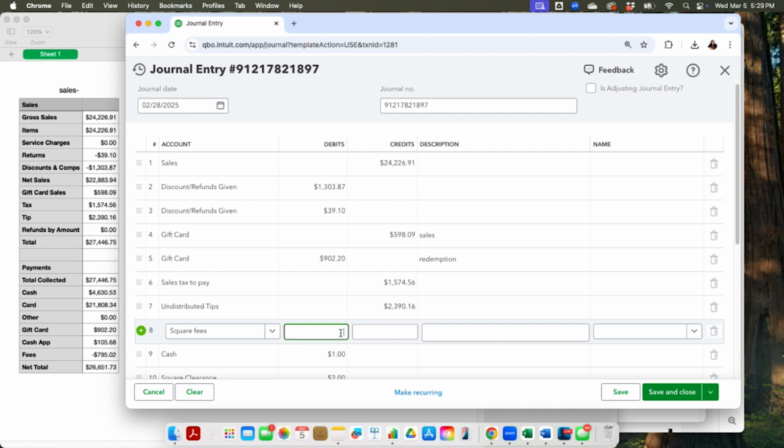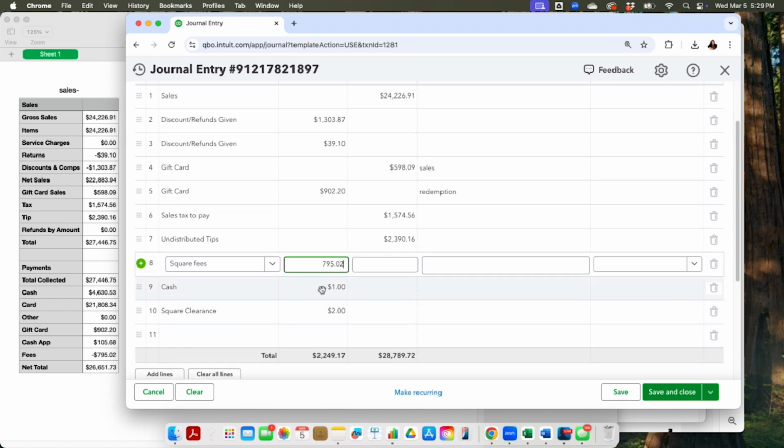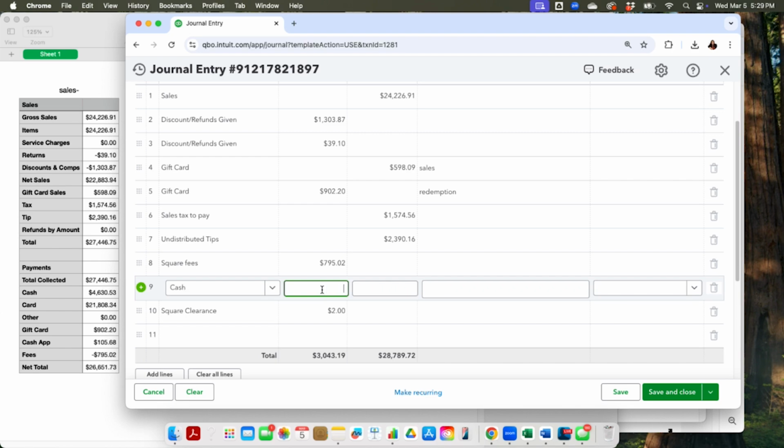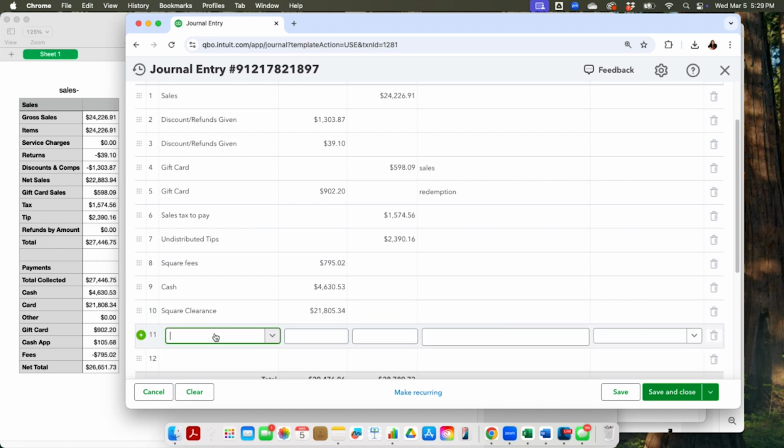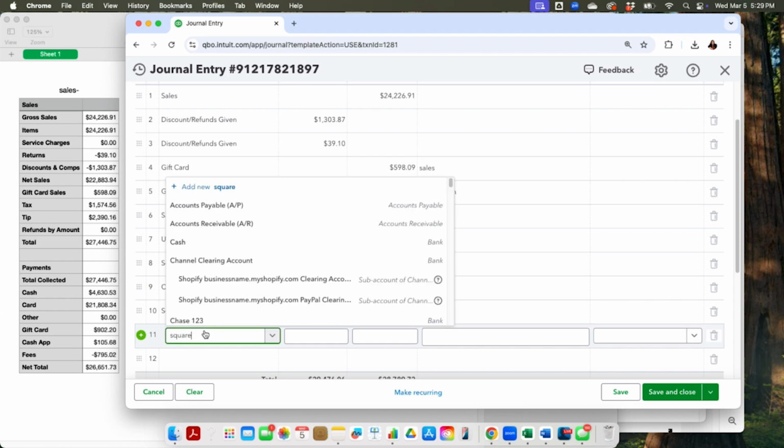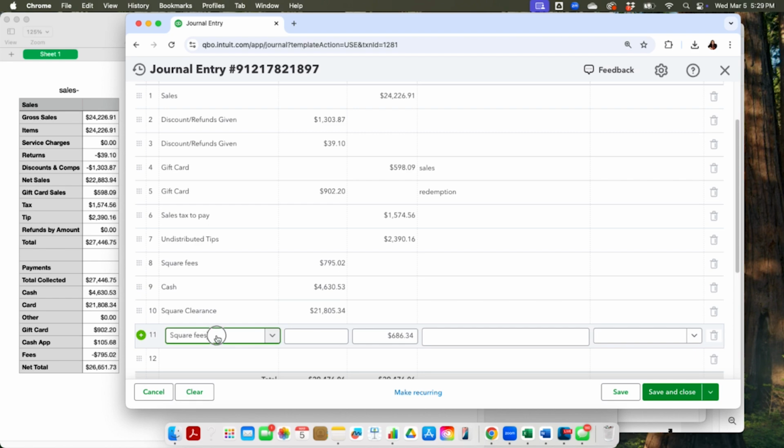Okay, so Square fees is going to be a debit because it's an expense account. And here it says $795 with 02. And here's going to tell me how this money is getting paid. So $4,630 with 53 is cash. And then I have $21,808 with 34 in credit card, which goes to Square clearance. And I'm going to put Square clearance in this case. Oh, not Square fees, I'm sorry, Square clearance for the remaining balance on Cash App as well.